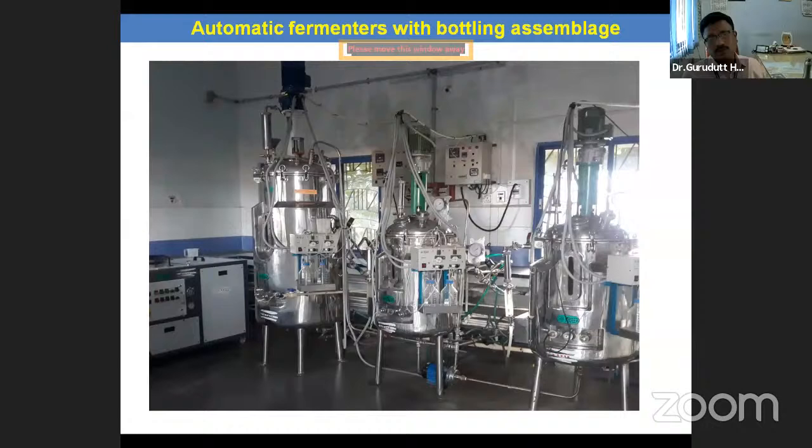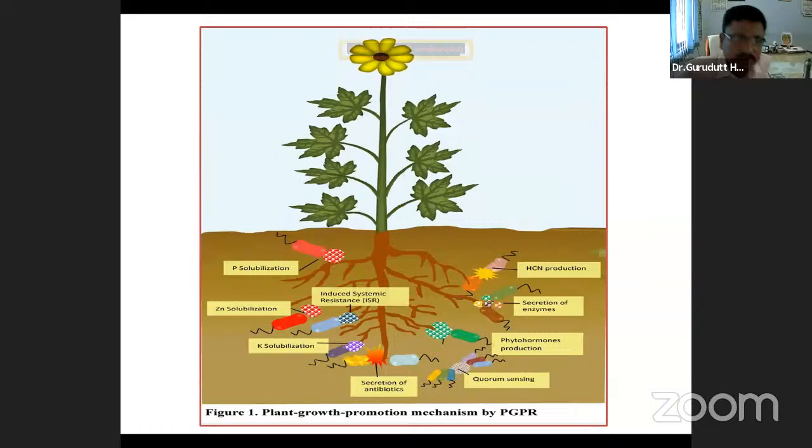And just coming to the mechanisms of action of these biopesticides, there is a major role of biopesticides as both nutrition as well as plant protection. They can be used as a P solubilizer, zinc solubilizer, K solubilizer, apart from having the plant protection roles such as HCN production, siderophore production, quorum sensing, which is a new technology, and induced systemic resistance. All these things will be operated in the plant system to manage most of the plant diseases.